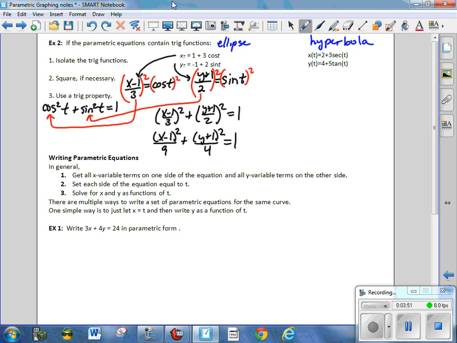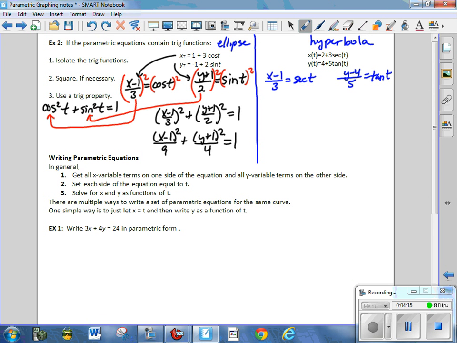Now, for the hyperbola, we have secant and tangent instead of sine and cosine. So I'm going to go ahead and solve for secant and for tangent. On the first one, x minus 2 divided by 3 is equal to secant of t. And the second one is y minus 4 divided by 5 is equal to tangent of t.